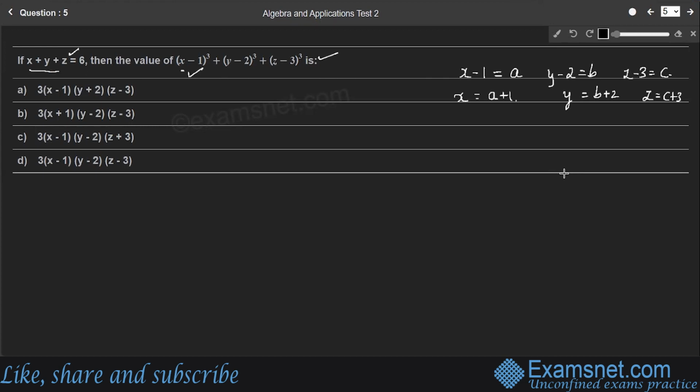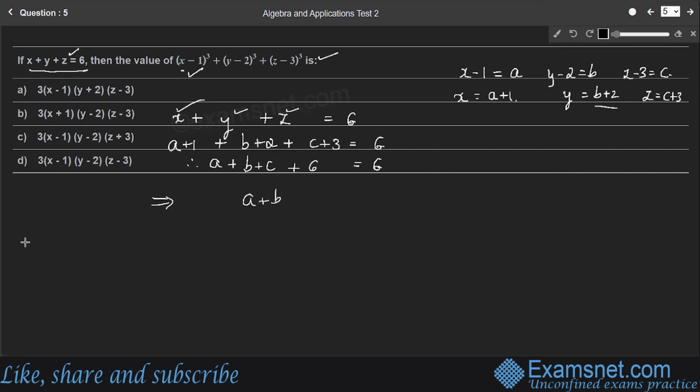So given that x plus y plus z is equal to 6, let us consider that relation. x plus y plus z is equal to 6. So in place of x, we'll write a plus 1, right? So a plus 1, plus y is equal to b plus 2, and z is equal to c plus 3. So we'll write c plus 3 is equal to 6. Therefore, we'll take a plus b plus c, right? a plus b plus c plus 6 is equal to 6. Or you can consider a plus b plus c.